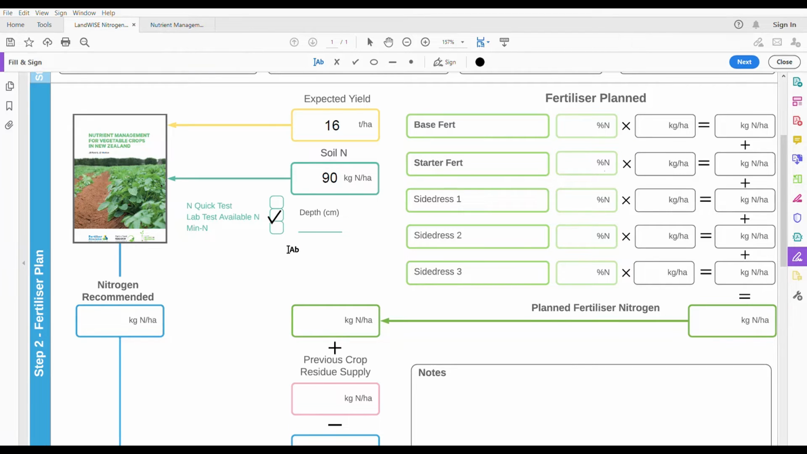It's important to record the depth of soil sampling that was done for the nitrogen test. If you're using the nitrate quick test or mineral N test, it's valid to test to the full crop rooting depth, which changes according to the crop and throughout the season. However, the available N test is standardized to 15 centimeters for cropping soils. So if you use this test, don't alter the sampling depth.